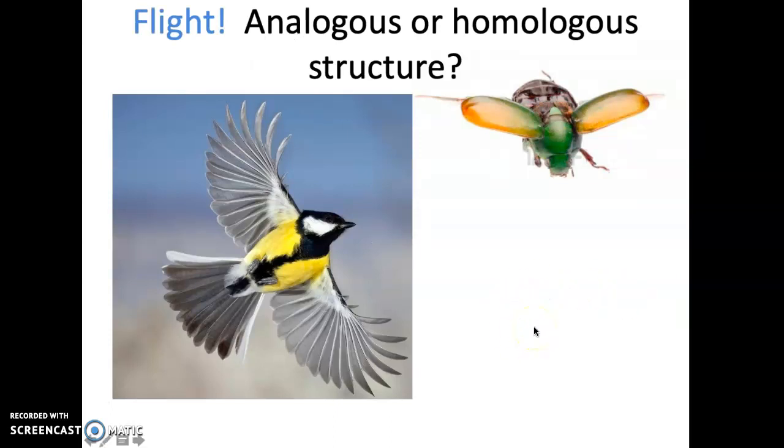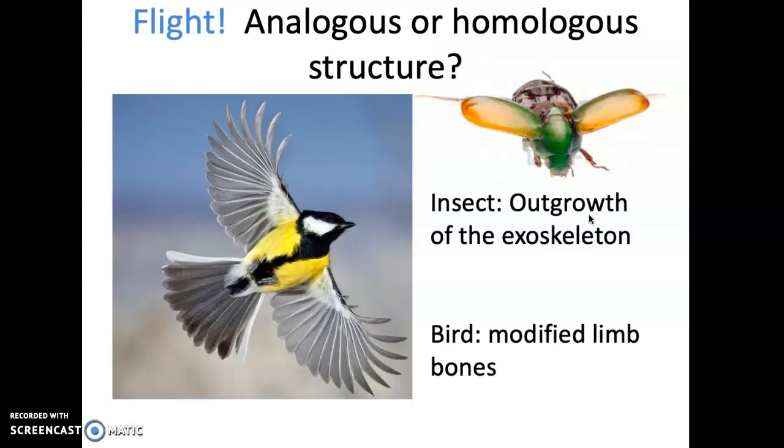Flight is interesting because different organisms can fly. A bird can fly, an insect can fly. And look at these wings. One of them with these feathers attached onto these bones that we looked at previously, arm bones, and an insect that doesn't look like arm bones at all. In fact, they don't have bones, they have an exoskeleton, making it very different. So in the bird, it's the modified limb bone. In an insect, it's just an outgrowth of that exoskeleton.